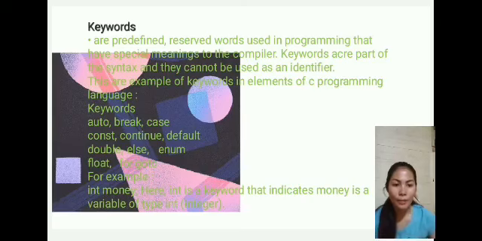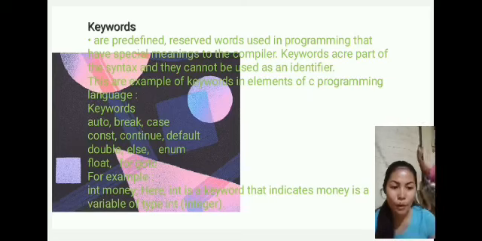Keywords are predefined reserved words used in programming that have special meanings to the compiler. Keywords are part of the syntax and they cannot be used as an identifier. So these are examples of keywords in the C programming language: auto, break, case, const, continue, default, double, else, enum, and so on.